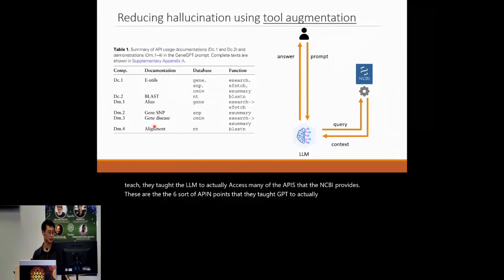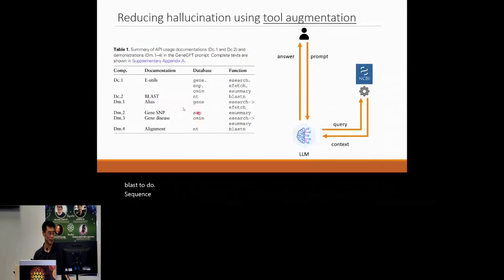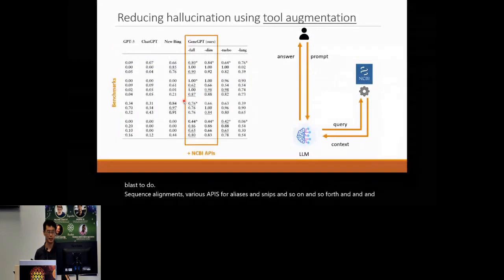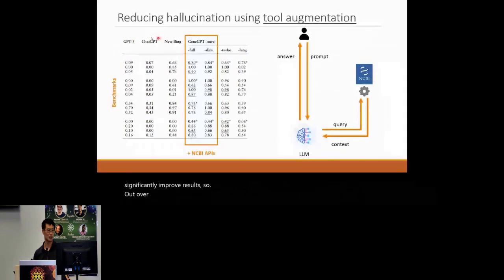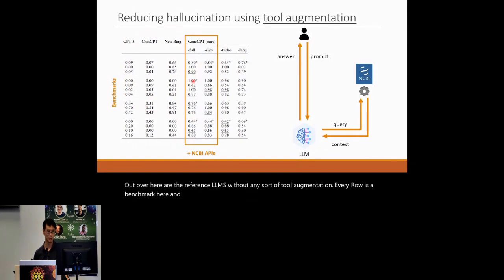So there's eUtils, for those who are familiar, to get information on genes and SNPs. There's BLAST to do sequence alignments, various APIs for aliases and SNPs, and so on and so forth. And they showed that, using this idea of tool augmentation, they were able to get significantly improved results. Over here are the reference LLMs without any tool augmentation. Every row is a benchmark. You'll see that the bolded entries and the underlined entries are the top ranked performance, and those cluster around these 2 columns, which have the ability to query the NCBI APIs.